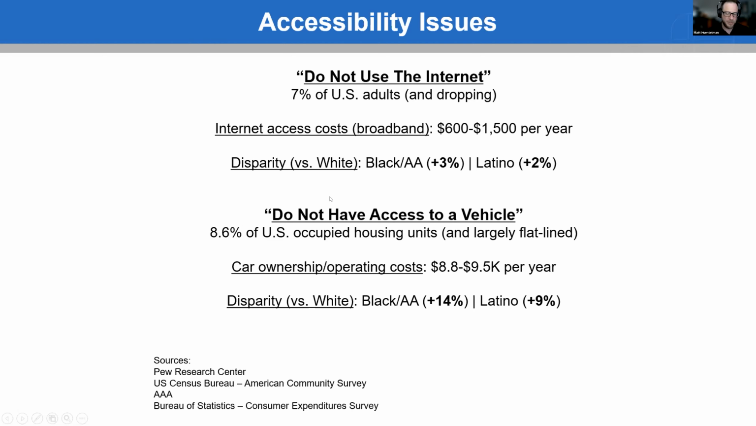And what I think is really most important is this disparity issue. So I'm showing you the percent disparity versus the white population. And you can see with the internet, we do see a disparity. It's 3% for Black African Americans and 2% for Latinos. This means increases in the number of adults within those groups that report not using the internet. But in the bottom, I hope you can appreciate these disparities are much larger when it comes to access to a vehicle. You can see 14% for Black African Americans and 9% for Latinos.